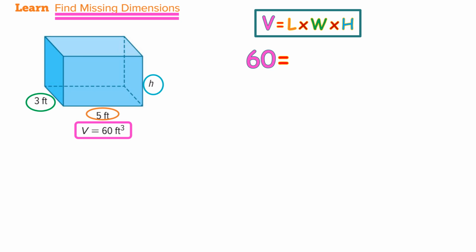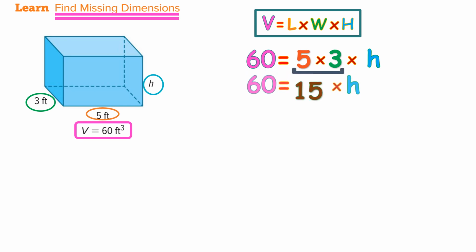So I start filling in my formula. 60 is equal to, well, 60 is equal to, the length is 5, and the width is 3, and I don't know my height. So I'm just going to represent that with my variable, which is a letter, h. Now I have to do the math that I do have. I have 5 times 3. Well, that's 15. I bring everything else down.